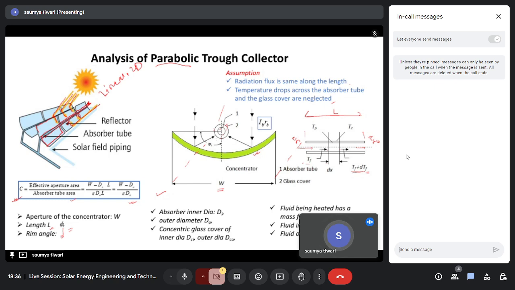Assuming some assumptions, what is important is the concentration ratio. As we know, the concentration ratio is your aperture area upon your receiver area. Your effective aperture area is basically, if this is the width and d naught is the diameter of this tube, it will be (w minus d naught) into L, upon your absorber area, which will be pi d naught into L, if d naught is the outer diameter of this absorber tube.